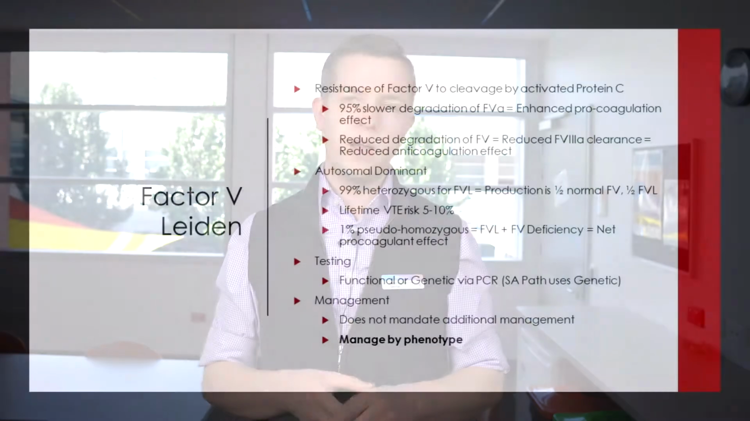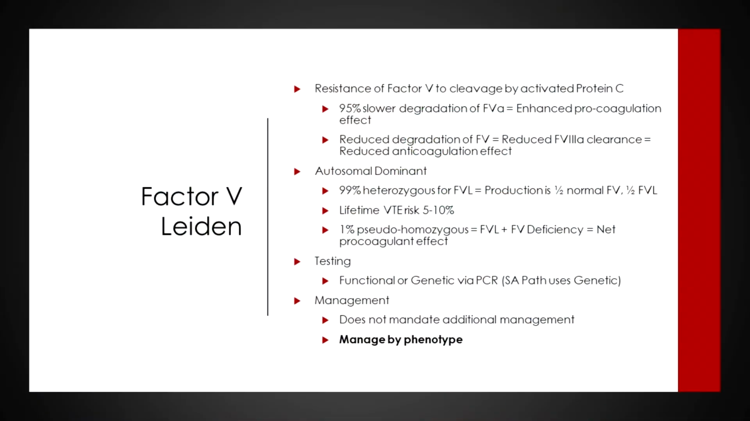Very interesting. So the testing for factor V Leiden is done usually by functional or genetic testing, and we can use PCR again. You're going to see this coming up a lot. In my state, SA Pathology, our public provider of pathology, uses genetic PCR testing. Still, like prothrombin gene mutation, this shouldn't change any management. We should still be treating by phenotype. So if you're having a provoked event, we still treat them for a short period of time. And if it's unprovoked, we still think about long-term treatment. Let's move on now to protein C deficiency.